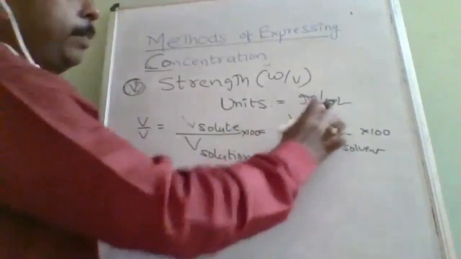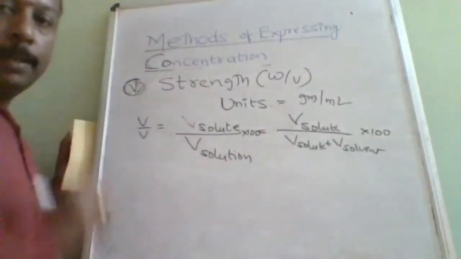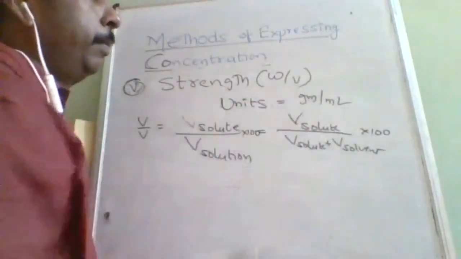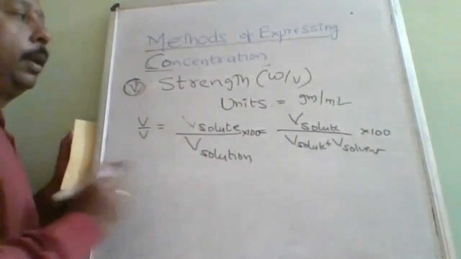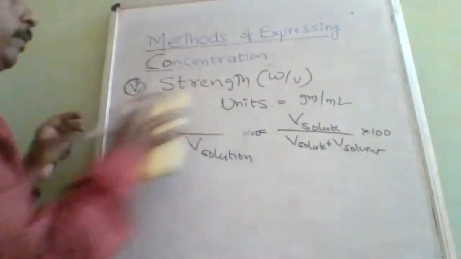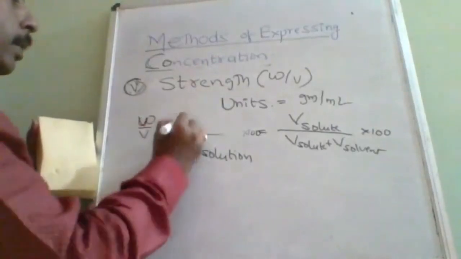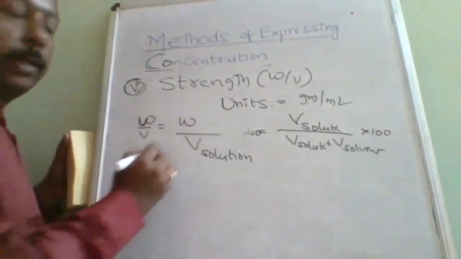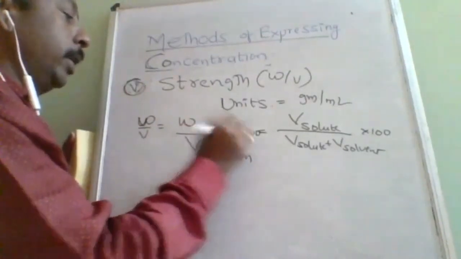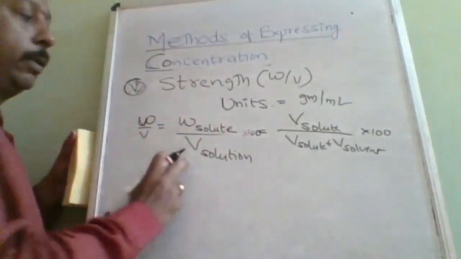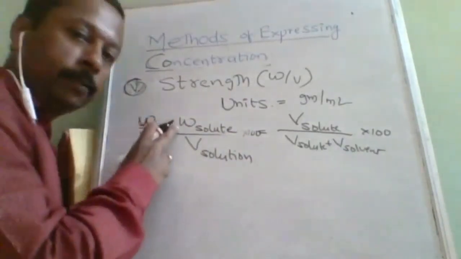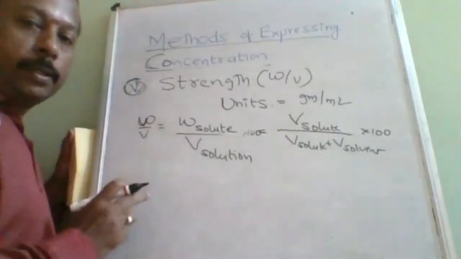Okay, these are density units. Gram per milliliter is a unit of density, but don't get confused. How will you come to know here? You will come to know when you go to the definition. W by V: in the numerator, what are we going to write? Mass of solute. In the denominator, mass of solution. But in density, you take mass of a substance and volume of the same substance.